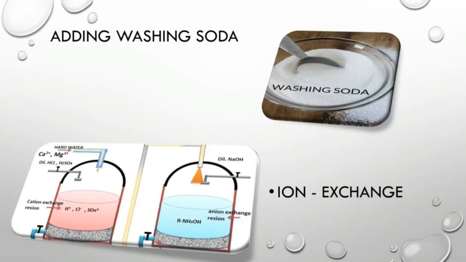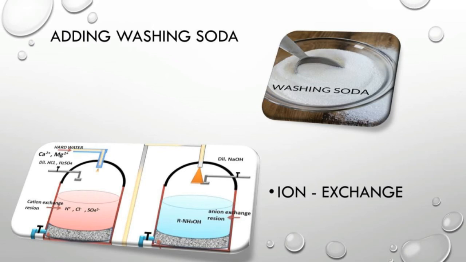The next method of removal of hardness is adding washing soda. Washing soda is used to remove permanent hardness of water. Adding washing soda converts chlorides and sulfates into insoluble carbonates. These insoluble carbonates are removed by filtration.